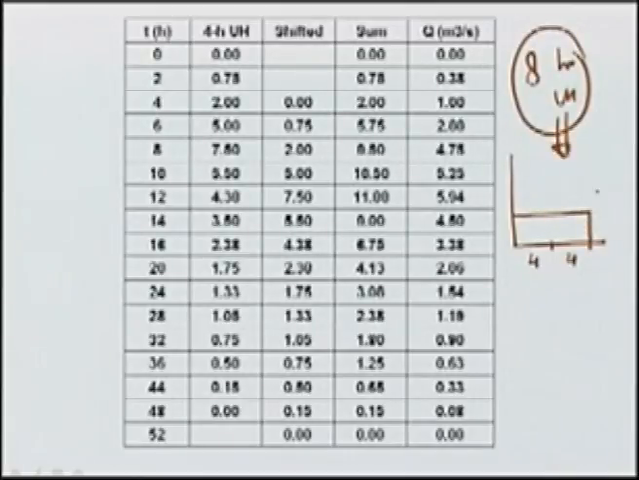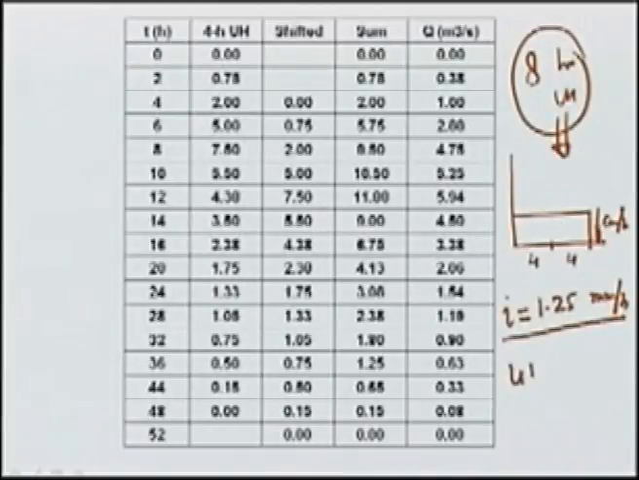The 8-hour UH corresponds to a rainfall which has intensity of 1/8 centimeter per hour, or I is 1.25 millimeter per hour, which is exactly half of the intensity which we have used for 4-hour UH. 4-hour UH has I equal to 2.5 millimeter per hour.